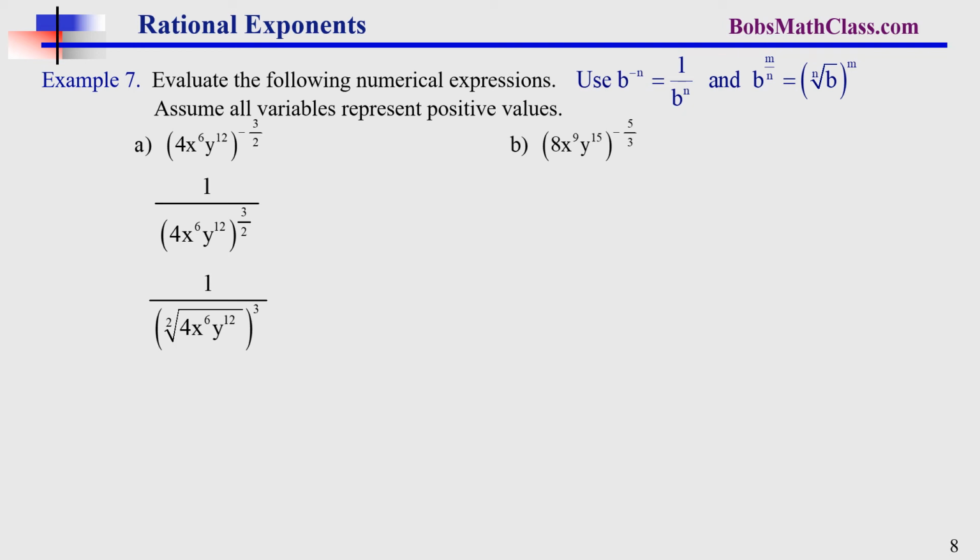Now we need to do the square root of 4x to the 6, y to the 12. Square root of 4 is 2, and then divide 2 into 6 and 12. So that would give us 2x to the 3rd, y to the 6, all raised to the 3rd power. Now we're going to raise the 2 to the 3rd power. That gives us an 8. And then multiply the exponents. So it's 1 over 8x to the 9th, y to the 18th.